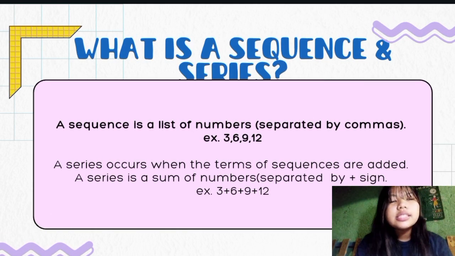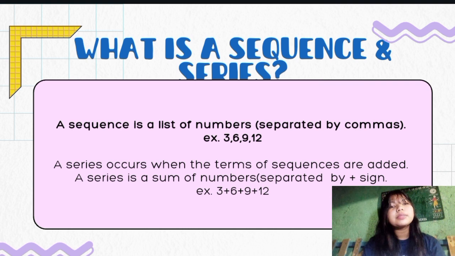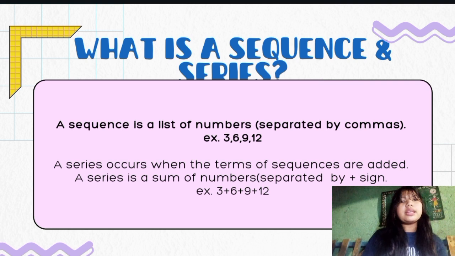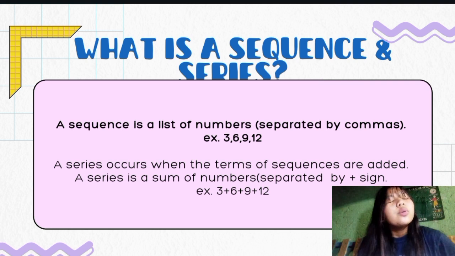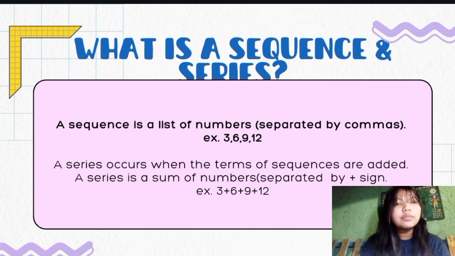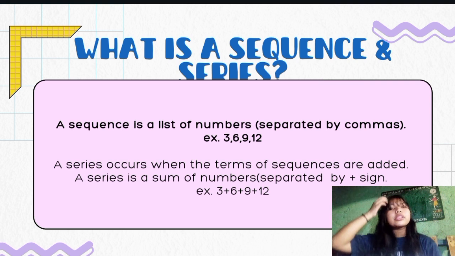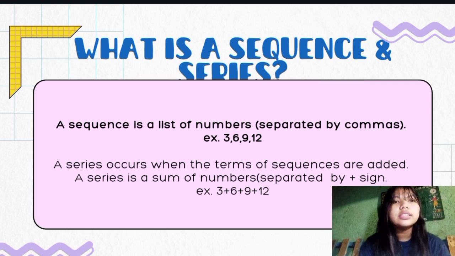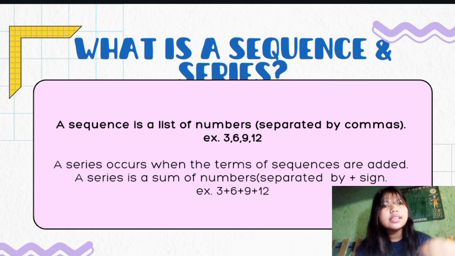The following example is 3 plus 6 plus 9 plus 12. As we see in the following example, there is a plus sign. The difference between the two is that a sequence uses commas and a series uses a plus sign.